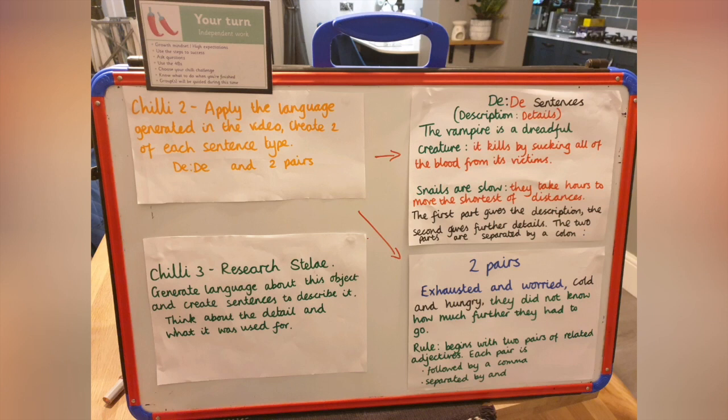Chilli 2. Apply the language generated in the video to create your own sentences. 2 DD sentences and 2 of the 2 pair sentences. On the board you'll see the information about those sentences to help you. Chilli 3. Research Stela. Generate language about this object and create sentences to describe it. Think about the detail and what it might have been used for.